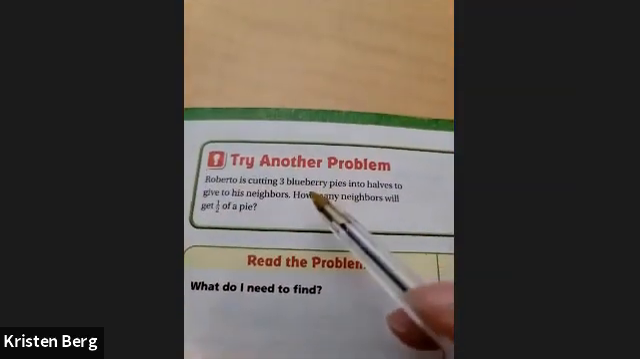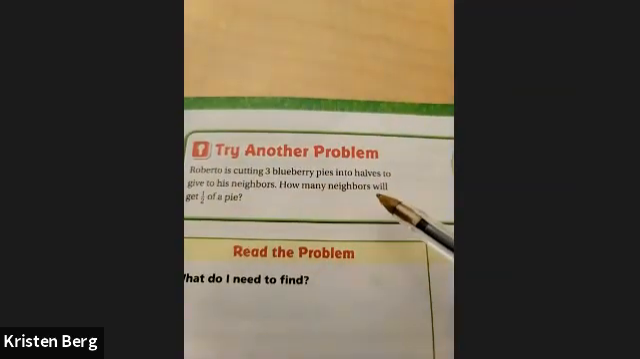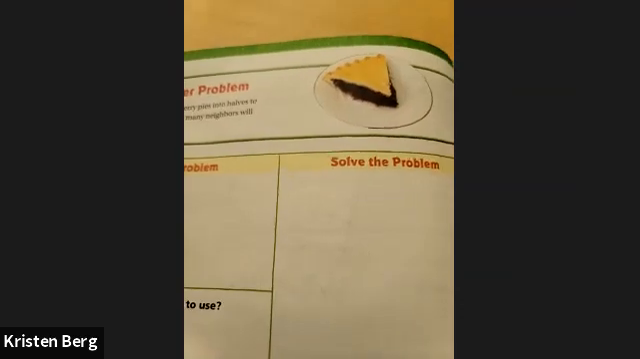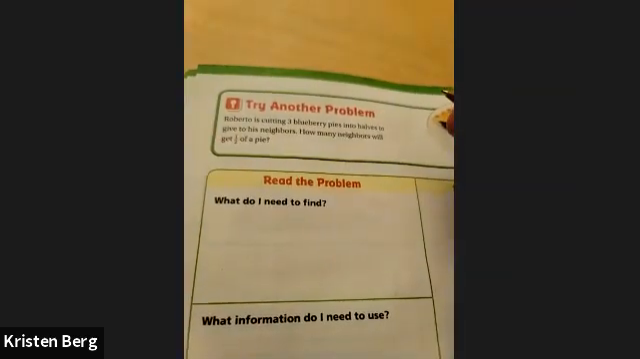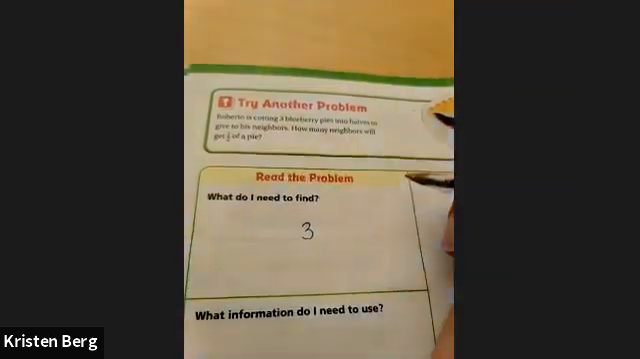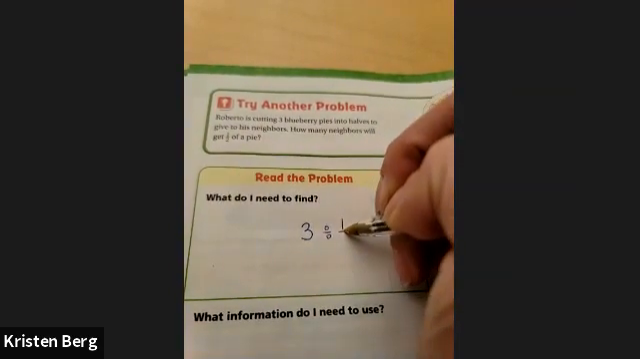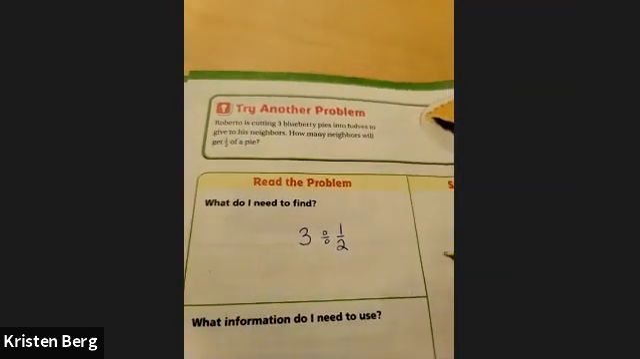Okay, next, it says Roberto is cutting 3 blueberry pies into halves to give to his neighbors. How many neighbors will get half of a pie? Again, there are a couple ways that you could do this. First, you could just do what is being asked. So he is going to be taking 3 pies and he is going to be cutting them into halves. So he's going to be dividing it into halves. So he wants to know how many halves are in 3 pies. So you could do it this way.